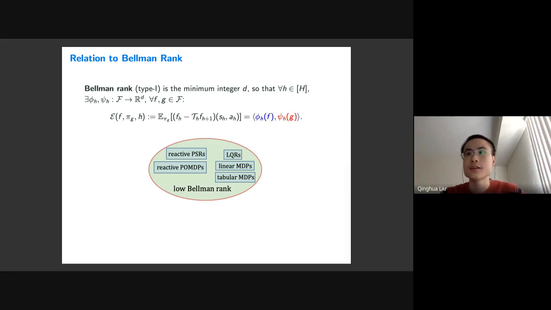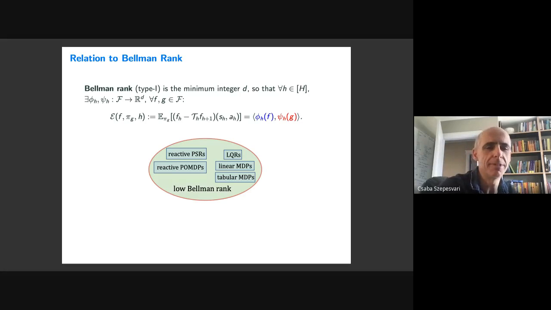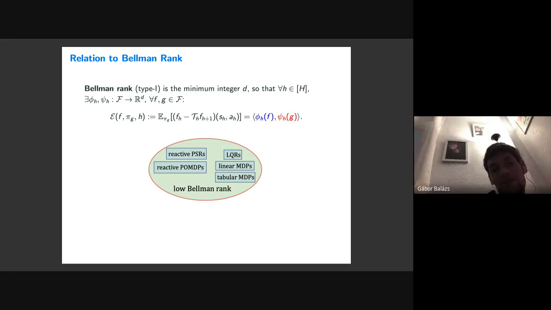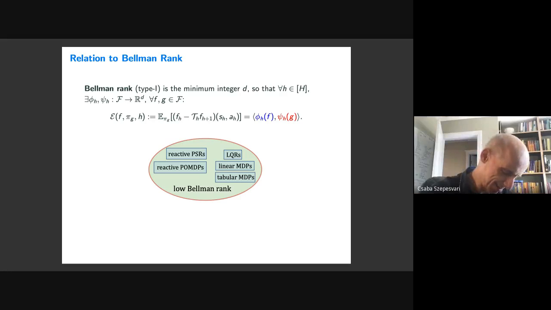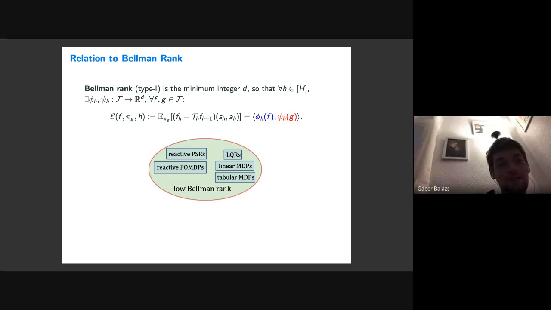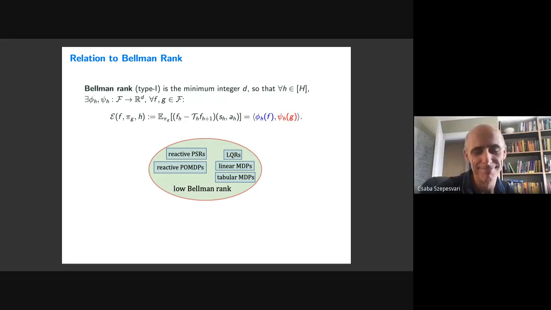But maybe the last iterate, I'm with Csaba on this. The last iterate guarantee would be really nice. Yeah, but then the conclusion is that this just simplifies the analysis, and if you don't have an efficient algorithm, then it doesn't matter much. Yeah.